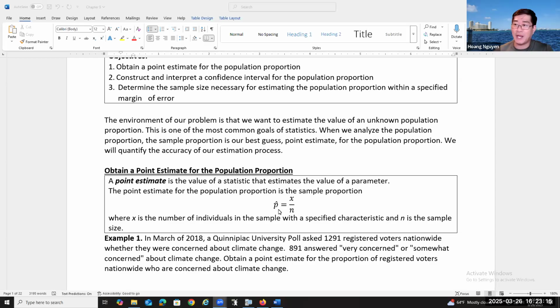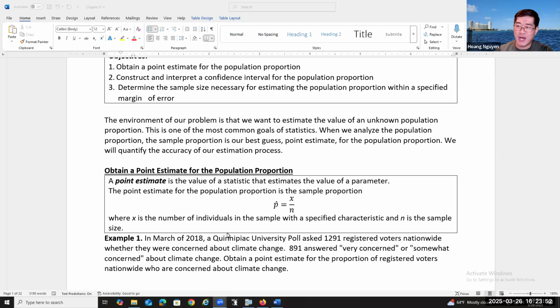This is how we calculate the sample proportion, which we learned in the previous section. The sample proportion p hat equals x over n, where x is the number of individuals in the sample with some certain characteristic, and n is the sample size. We take x over n to calculate the sample proportion, and from there we can estimate the population proportion. We use the sample proportion as a point estimate of the population proportion.